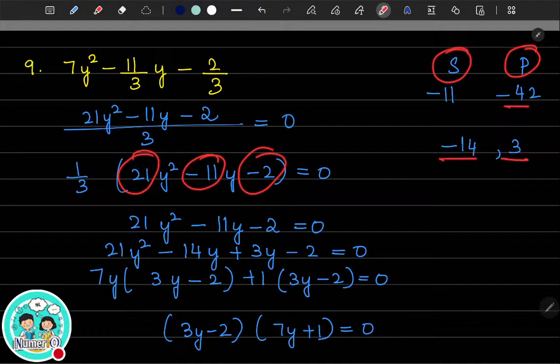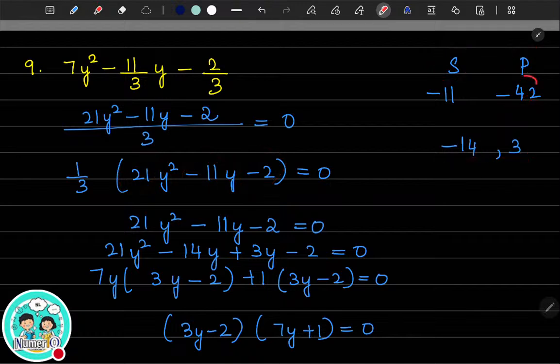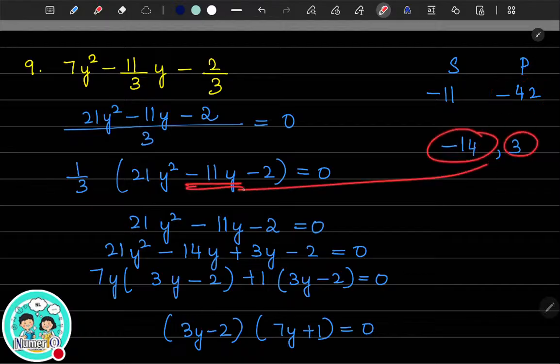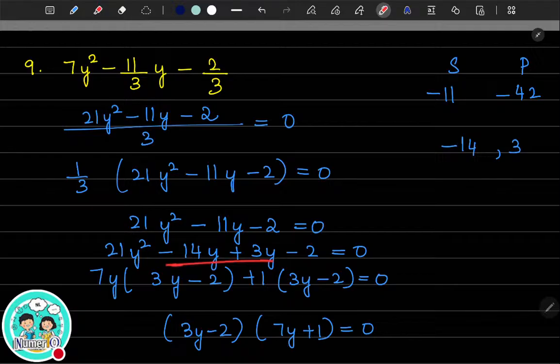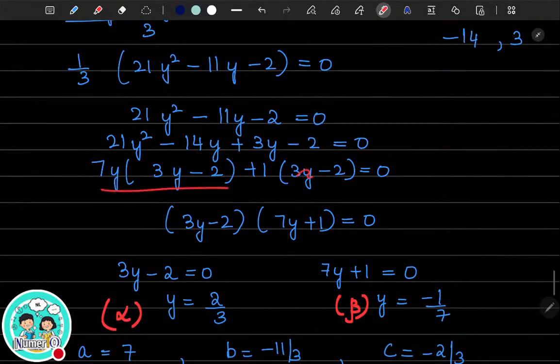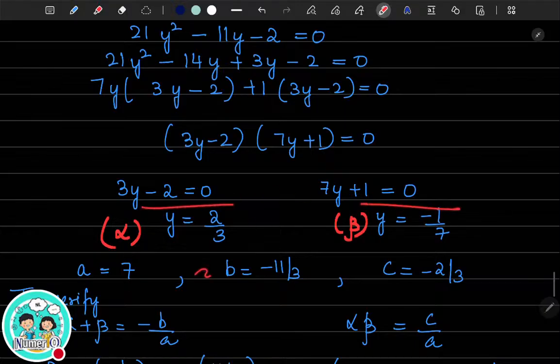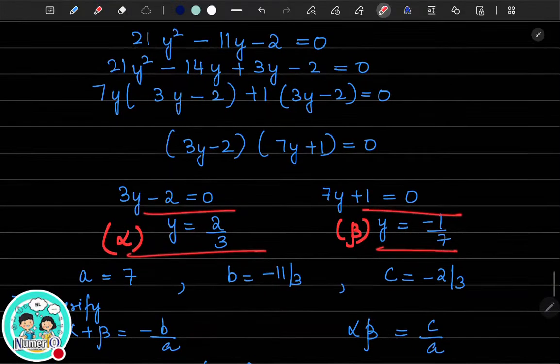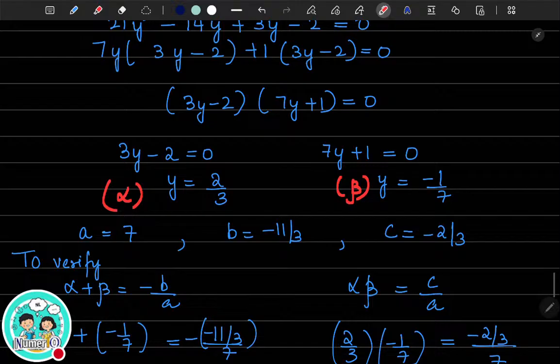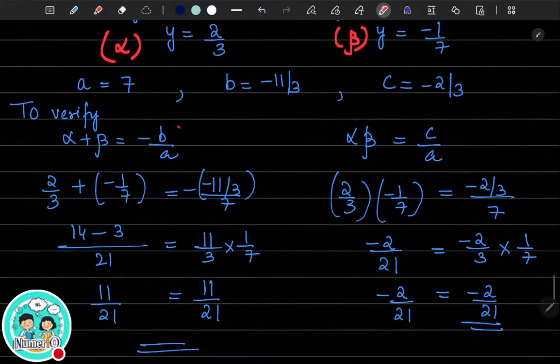So you get the two numbers by doing the prime factorization of the product value, substitute it in place of your middle term and equate it to 0, take out common, get the factors, equate it to 0, get your zeros, alpha and beta, write whatever the coefficients are and then verify using the relationship alpha plus beta equal to minus b by a, alpha beta equal to c by a.